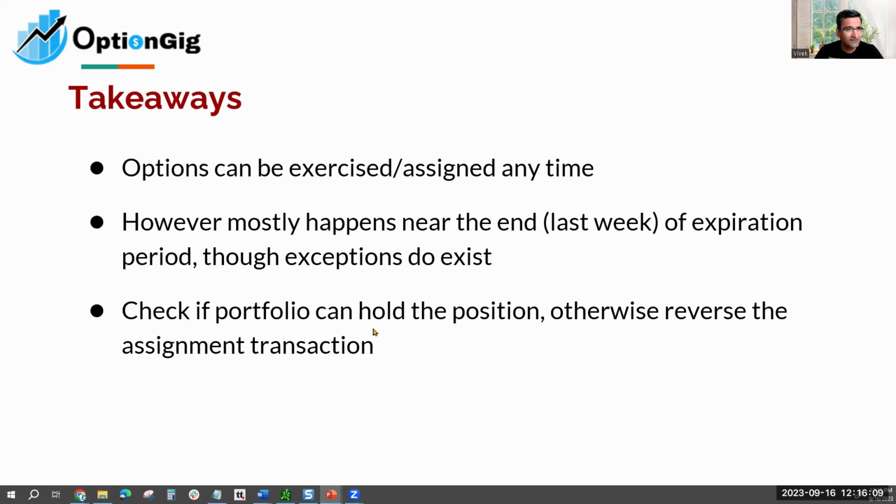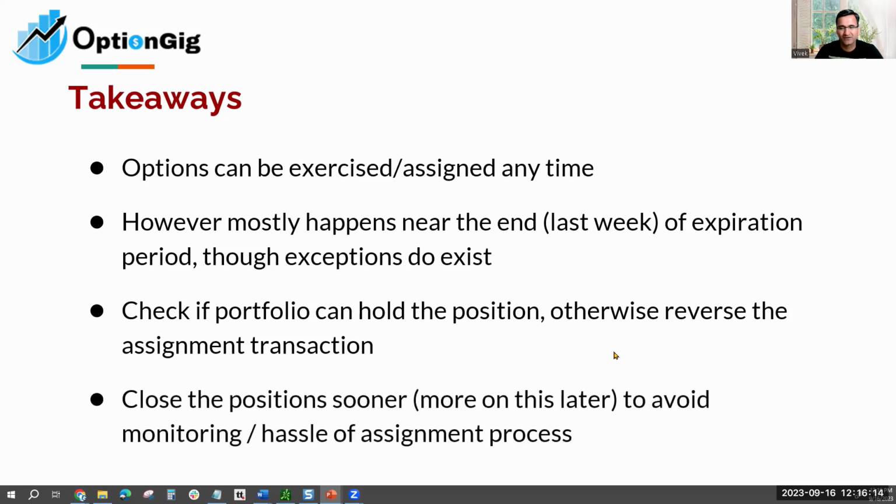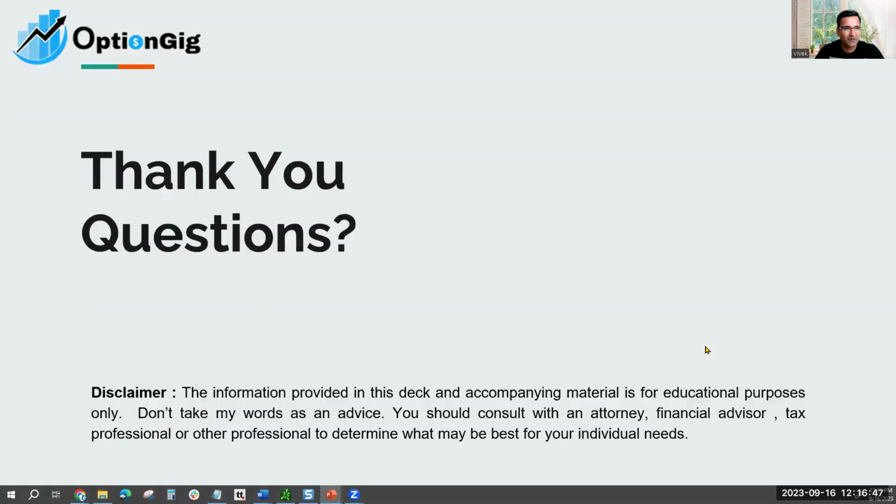Now, once you get assigned, check if the portfolio can hold the position. Otherwise, do the reversal transaction. So if you sold a call and now you're short shares, buy the shares from the market. Once the market closes and opens on Monday, the next trading day, it's anybody's guess whether you're going to make money or lose money on the reversal. It could open higher, it could open lower. No one knows. Otherwise, to avoid going through it, close the position sooner, so that you don't have to go through the whole hassle of the assignment process.